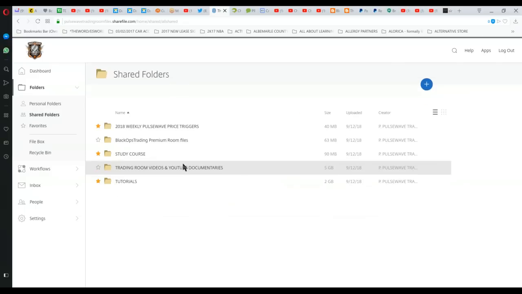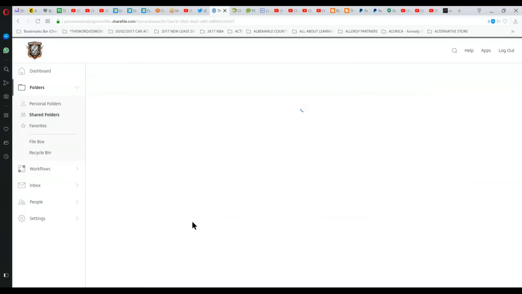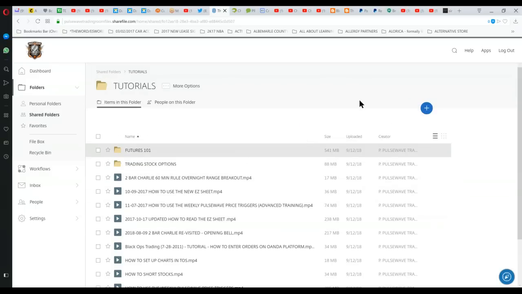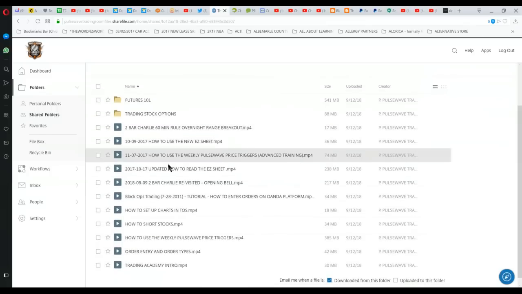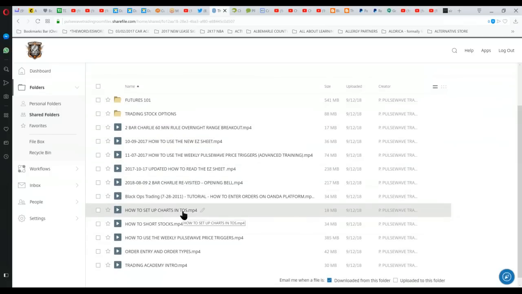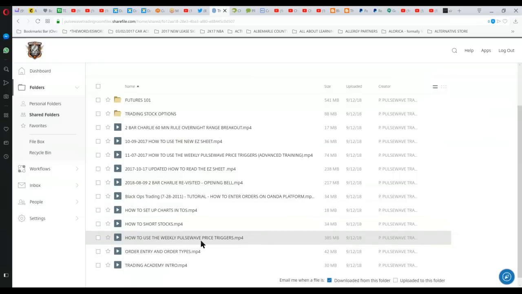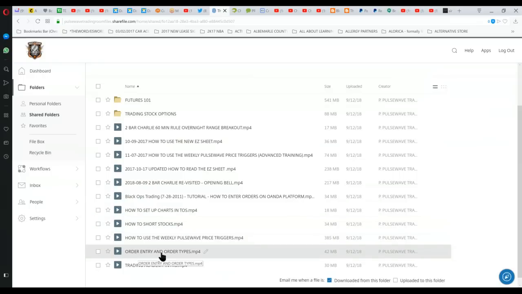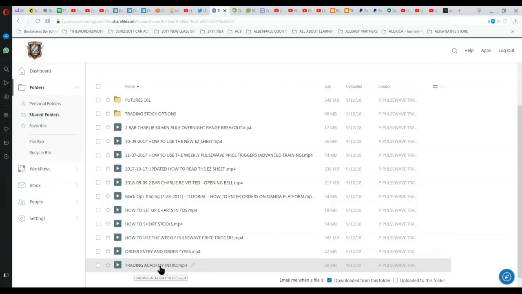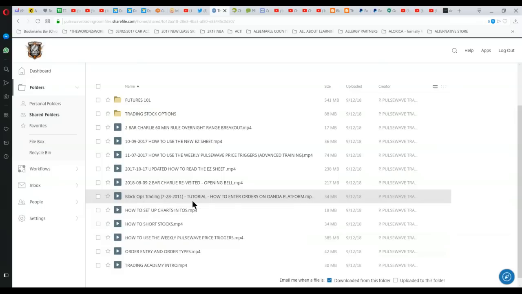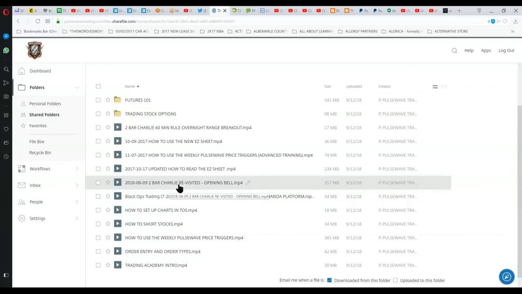All right, and then we come over here to the tutorials folder. Some of you probably have never been to the tutorials folder. The tutorials folder has all of the tutorials that I've done on the system. Everything from how to set up your charts in Thinkorswim, how to short stocks, how to use the weekly pulse wave sheet like we just went over, order entry and order types, Trading Academy info. I put that back here too. This right here is a tutorial on how to enter orders on the OANDA platform for those of you that trade the micro forex. Here's the 2-bar Charlie system revisited.